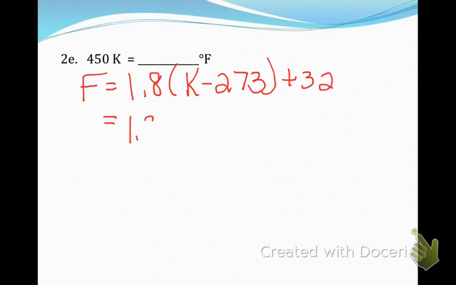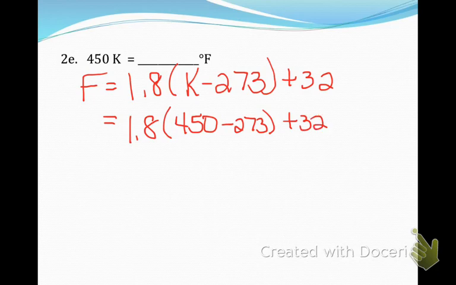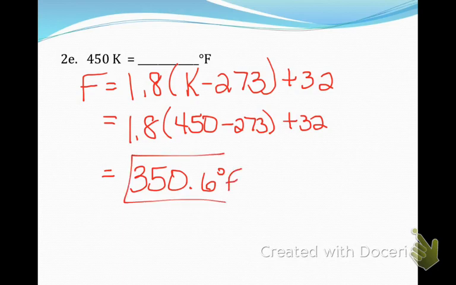So your 1.8 times 450 minus 273 plus 32. Remember PEMDAS, do your inside your parentheses first, then multiply it by 1.8, and then add in your 32. So here we end up getting 350.6 degrees Fahrenheit.